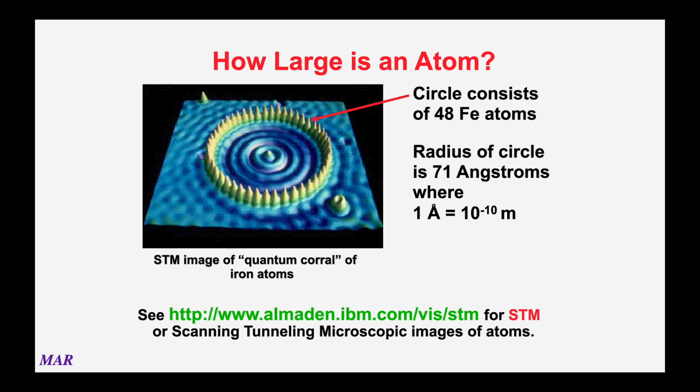This is actually a picture of these iron atoms all put in a circle. It uses something called STM, scanning tunneling microscopy. It's a technique that's used. There's a website from IBM. You can actually see more information.